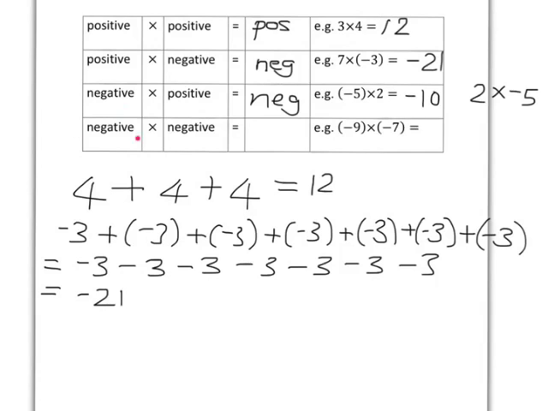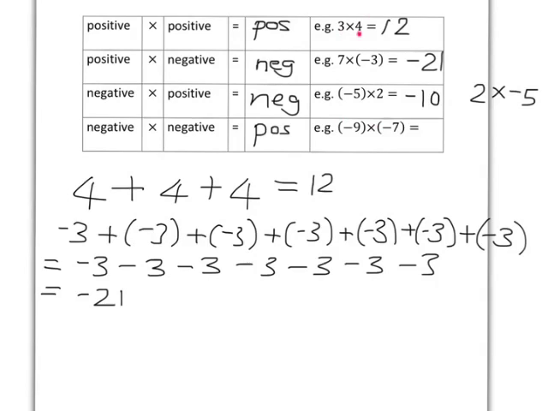Now the very last one is actually the very complicated one. A negative times a negative. And I'm going to just tell you the answer here. If you take a negative and you multiply with a negative, it gives you a positive. Now that is a bit of a funny thing. And if you think about it, a negative times a negative is quite hard to make sense of.